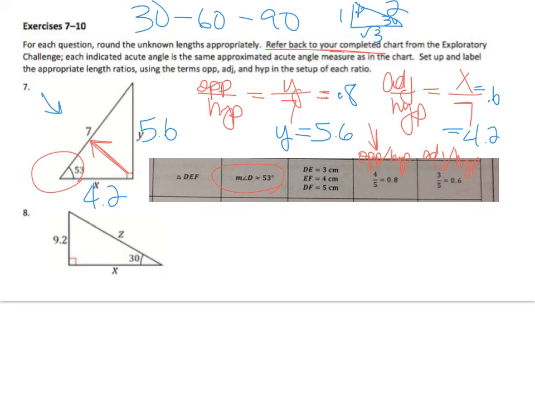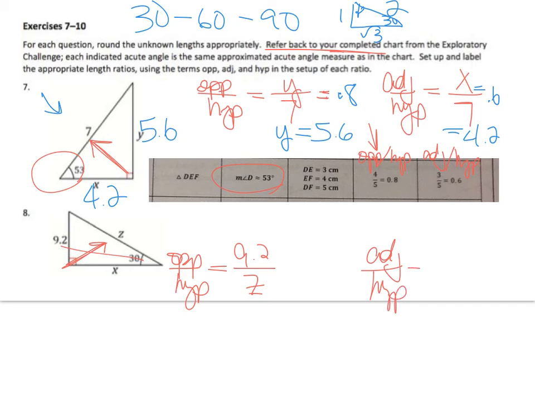Let's try another one. Okay, first I'm going to set up my ratios. Opposite over hypotenuse: so there's my hypotenuse. Opposite of 30 is 9.2 over z. And then adjacent over hypotenuse, I have adjacent to 30, which is x over hypotenuse. I don't know any of them, but that's okay. I'm going to solve for z first, which will be very helpful.